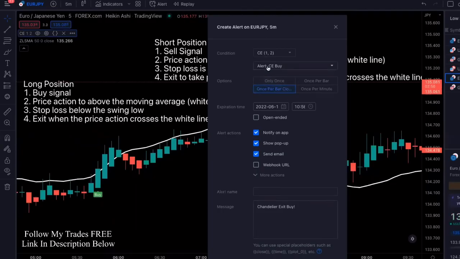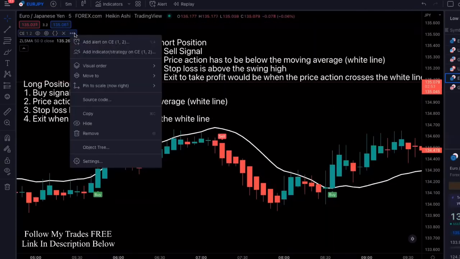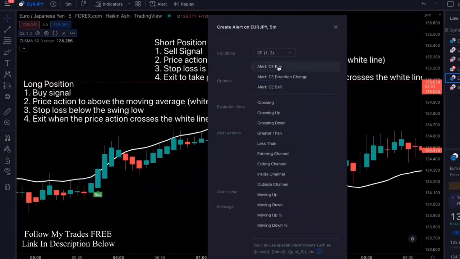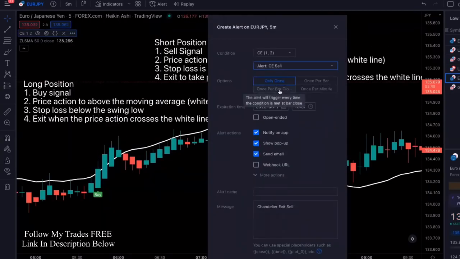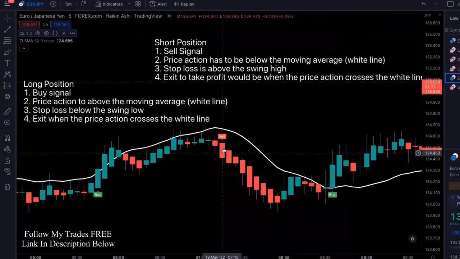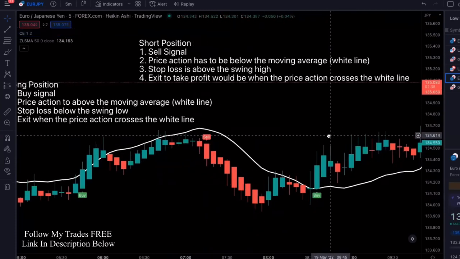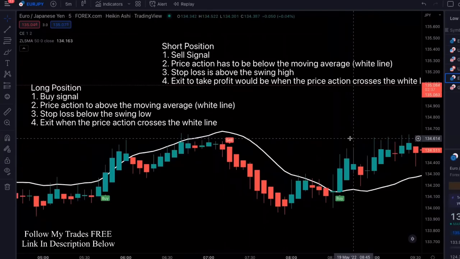you're going to come back in, add alert, and do a sell, once per bar close, and then create. This way you get the exit signals, the sell signals, and the buy signals. And this way you get alerted and you don't have to watch the charts all day long.